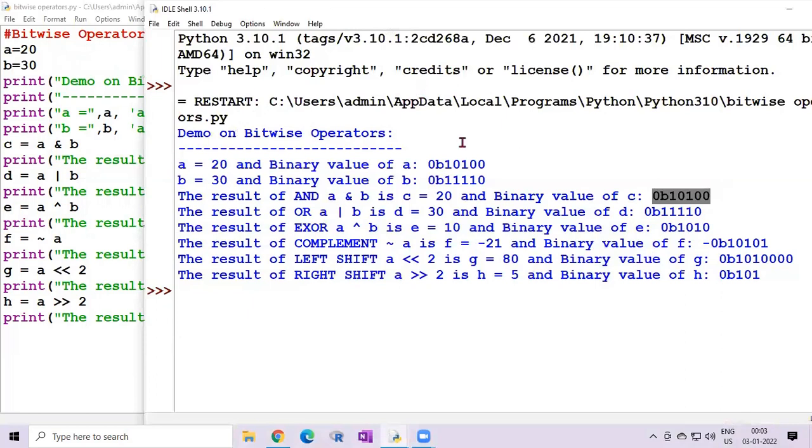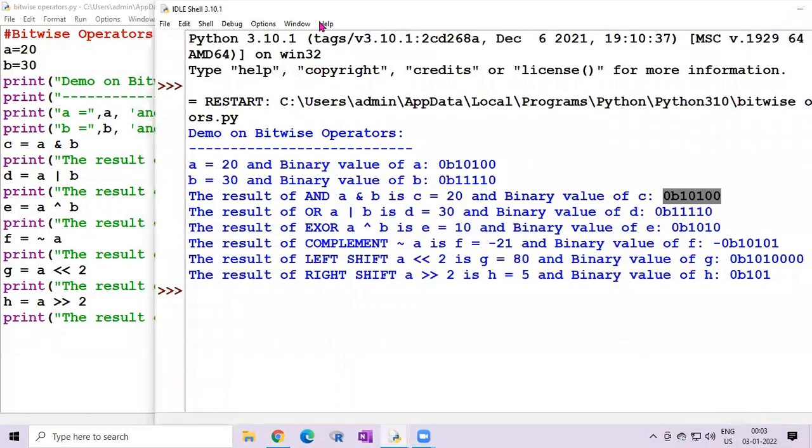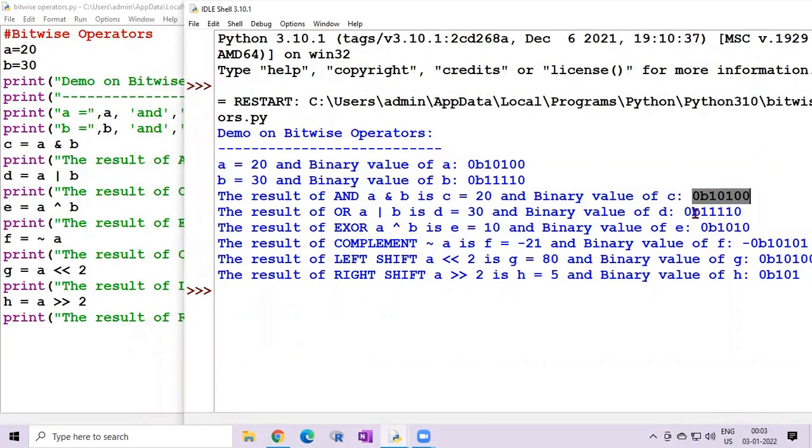Then similarly, A or B. Here, its resultant binary value is this one, 11110. Its decimal value is 30. Then A exclusive OR B, I mean, A equal to 20, B equal to 30. 20 exclusive OR 30, you will get the result as 10. Actually, you will get 1010 in binary. Its equivalent decimal value is 10.